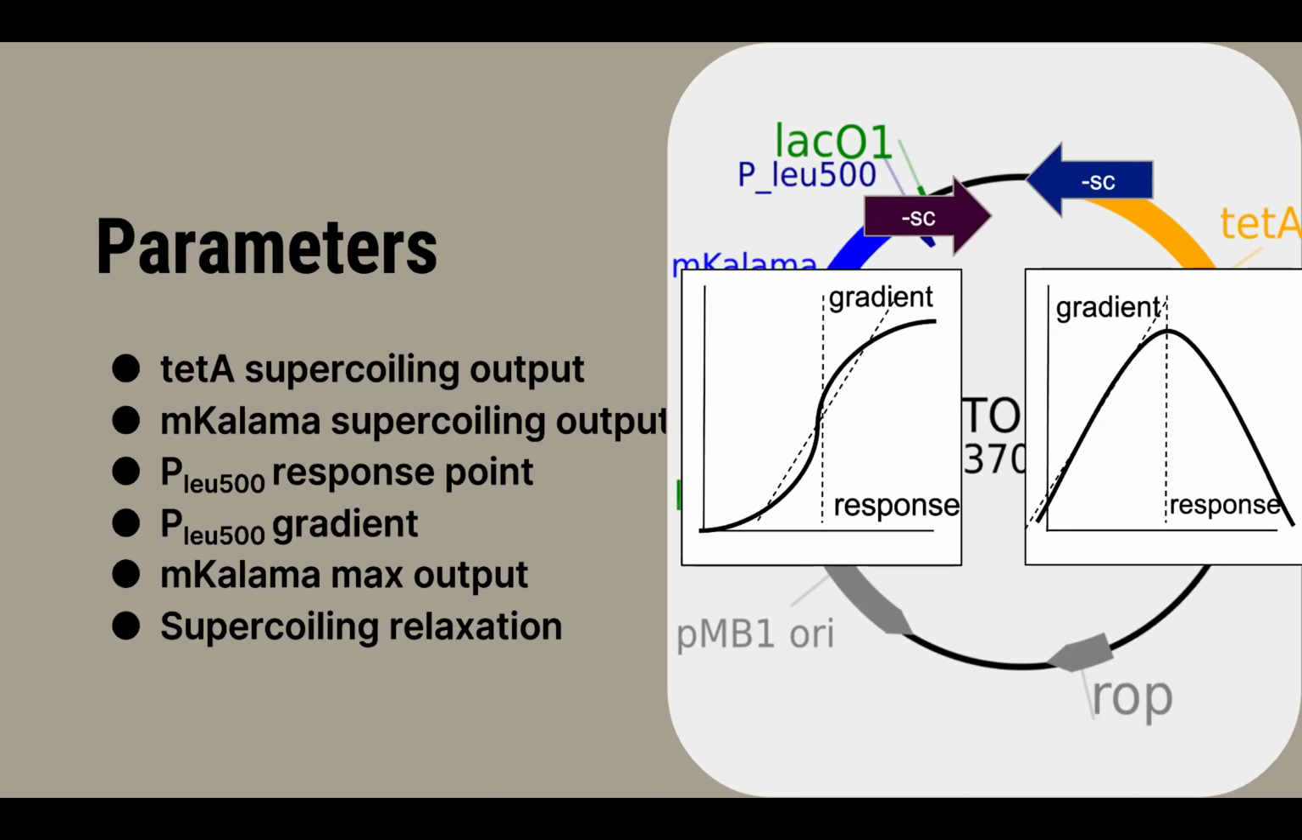So we've got for each of them a response point. For the sigmoid, that's in the middle. So when is it most of the way towards being on rather than off? And for the normal, the response point is when is it most on? And then both of them have a gradient as well, so we can say how sharp these actions are in our biology.